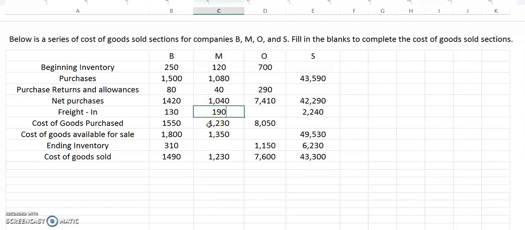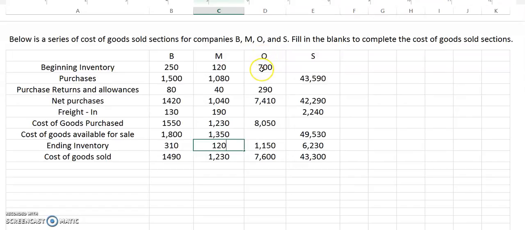The last thing we have to do for company M is to figure out the ending inventory. To do this, we need to take into account the cost of goods available for sale and the cost of goods sold. The difference between these two gives us $120, leaving us with the complete cost of goods sold, $1,230, which was previously made ready for us. Now let's look at company O.